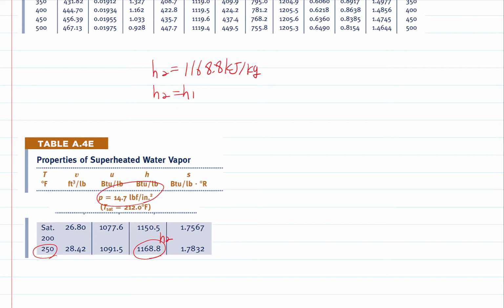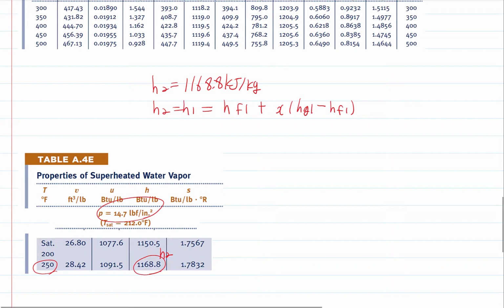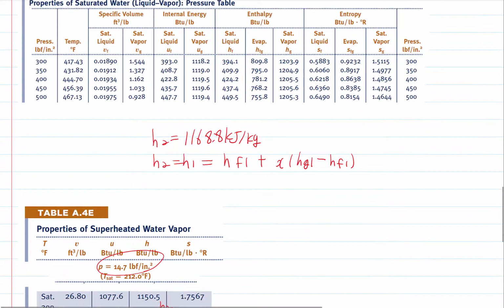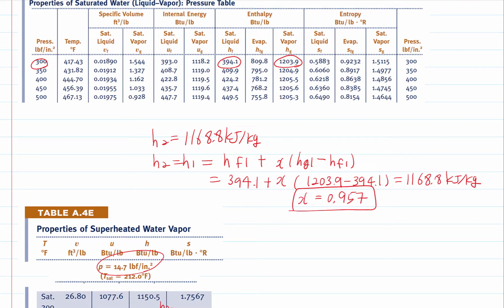H1 can be expressed in terms of the quality. So we know the pressure at location 1 is 300 psi, the enthalpy for saturated liquid, and the enthalpy for saturated vapor. So the quality before the throttling device was found.